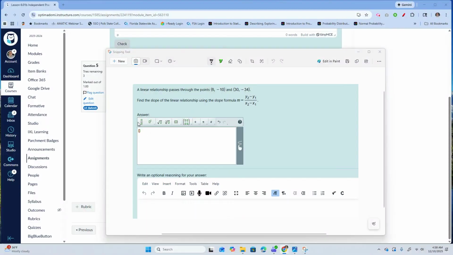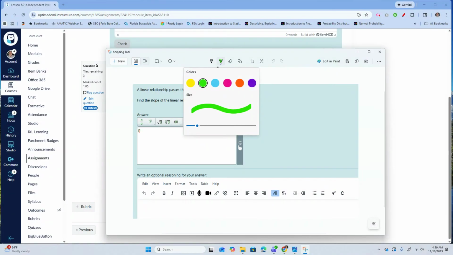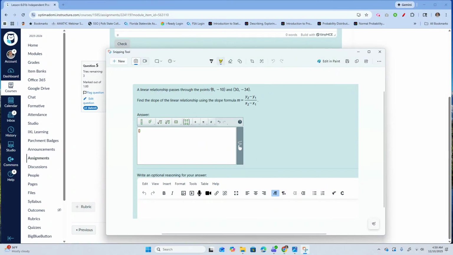Now, in problem number 5, they didn't give us a table. Instead, they gave us 2 points. Okay, so here's the first point, and here is the second point. Now, remember, in the tables, the points were rows. So imagine the first pair of numbers I highlighted in yellow is one row, and the second pair of numbers that I highlighted in green is another row, my second row.